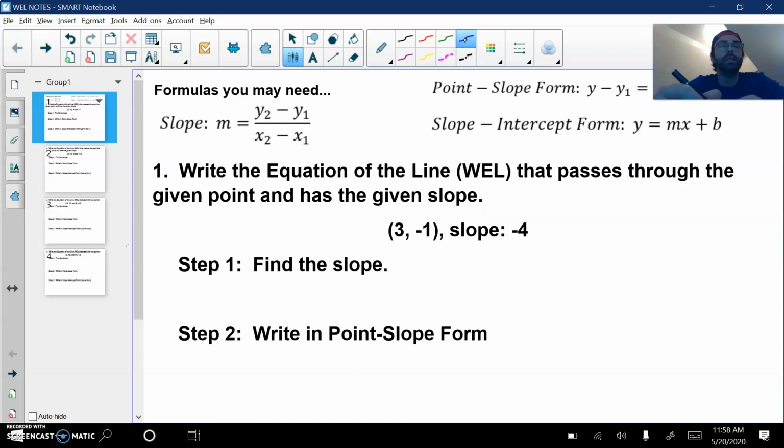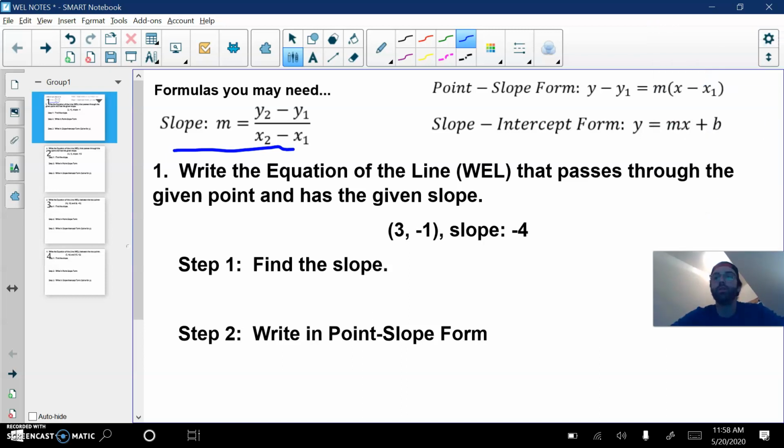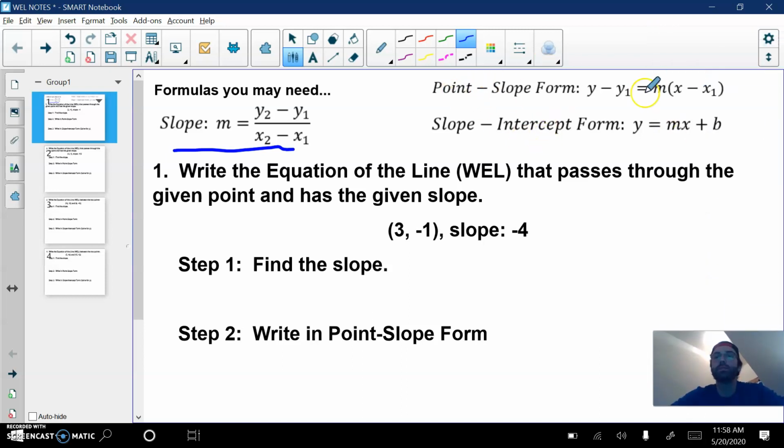How we doing today? So I'm in charge of going over writing equations of lines. Obviously, since you're in this folder, here are some formulas that you're going to need. Remember to find your slope. Slope we abbreviate as m, and it is y2 minus y1 over x2 minus x1. Here's our slope-intercept form in the top right, or point-slope form.